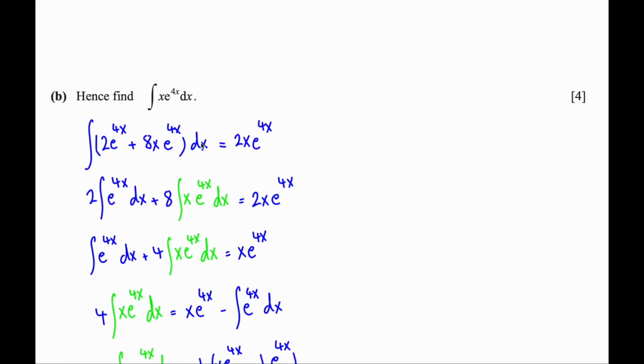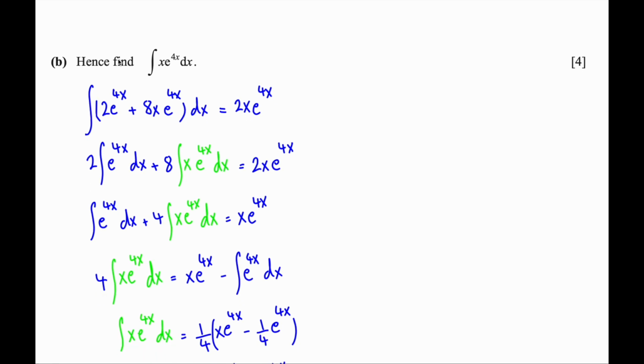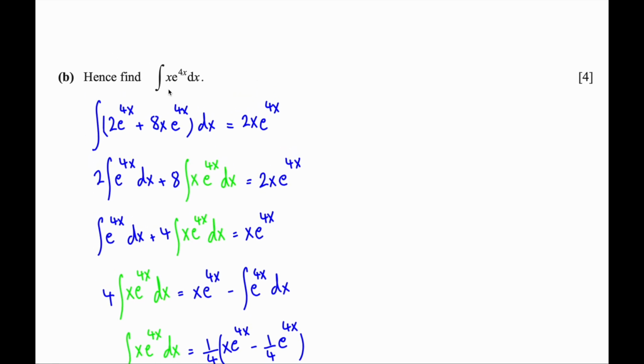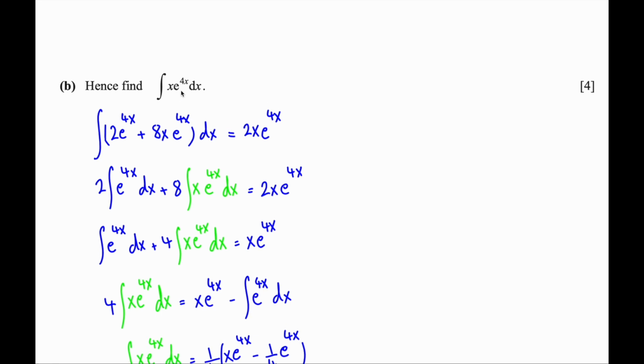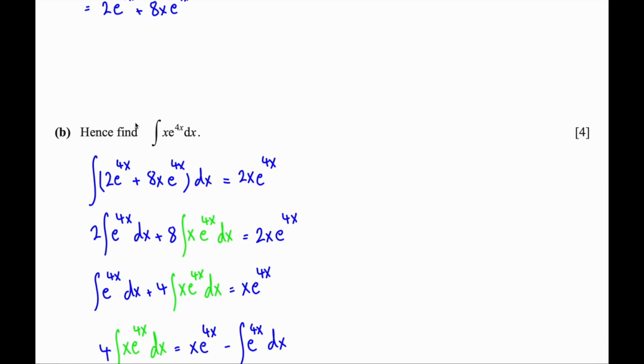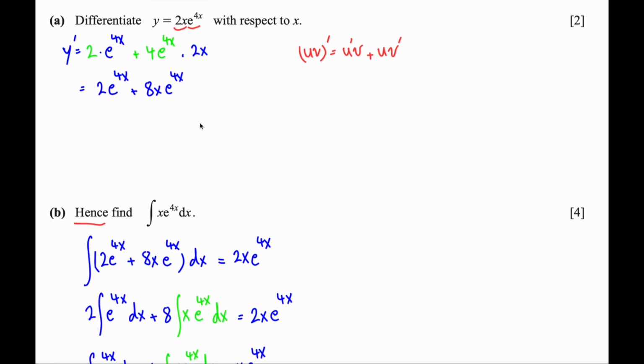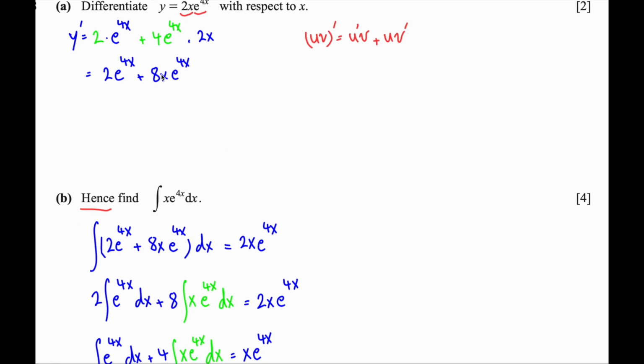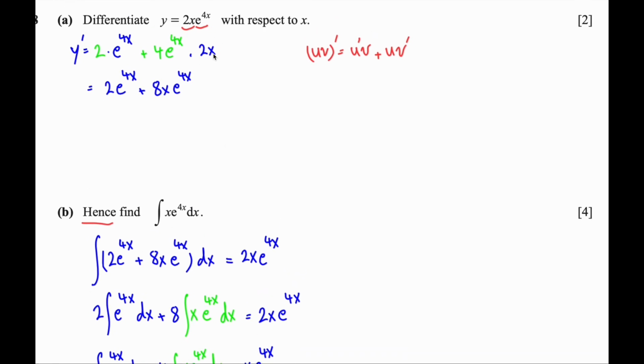In part B, we see that we are asked to find the integration of x times e to the power of 4x with respect to x. However, you see the word hence here, so that means you do not have to start from scratch, and you have to find a connection with the previous part. In the previous part, I took the derivative of this expression and I ended up with this guy right here.